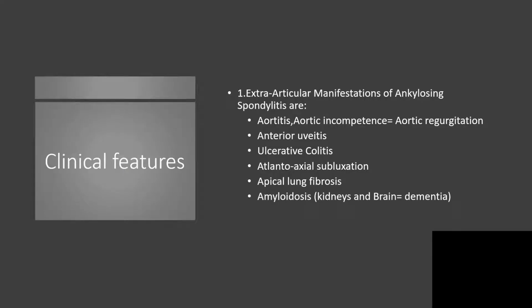The clinical features are extra-articular manifestations of ankylosing spondylitis, which will involve aortitis and aortic incompetence leading to aortic regurgitation. There's possibility of anterior uveitis and ulcerative colitis. Some will have atlantoaxial subluxation, apical lung fibrosis, and amyloidosis. When there's amyloidosis, that will affect the kidneys and the brain, even leading to dementia.